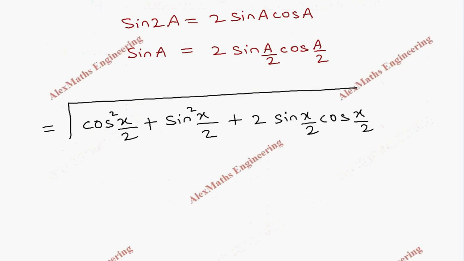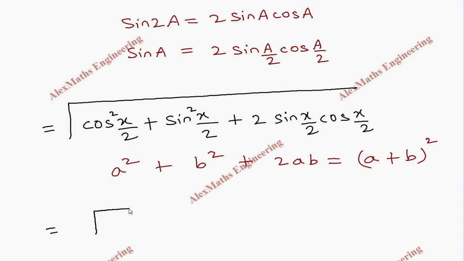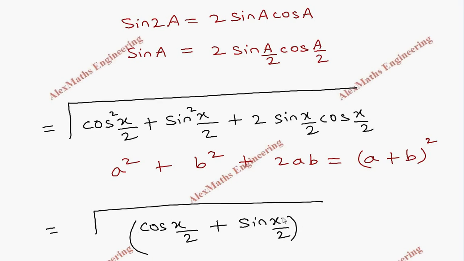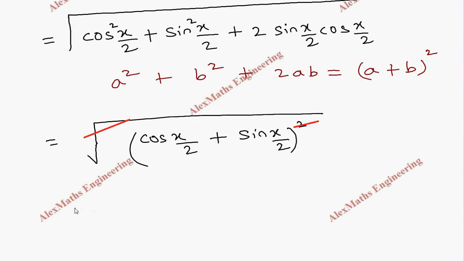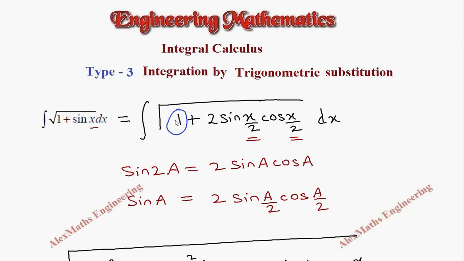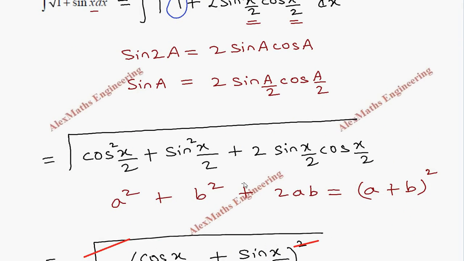Now we can observe this is of the form a square plus b square plus 2ab. So this can be written as a plus b whole square. So this is root of cos x by 2 plus sin x by 2 whole square. Now the square root and the square you can cancel, so this will go off. Now the remaining will be just cos x by 2 plus sin x by 2. So we have written the term in a simplified way.